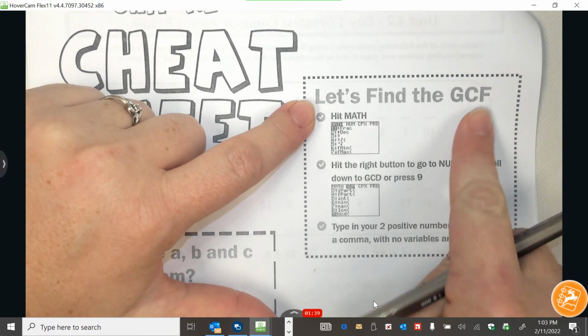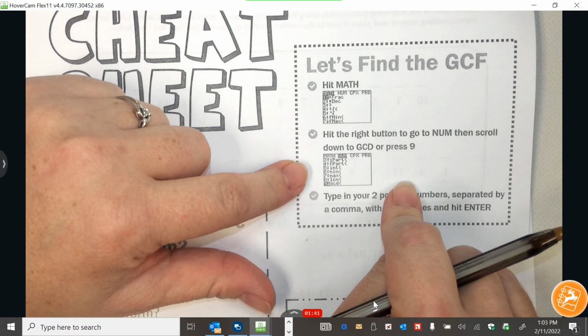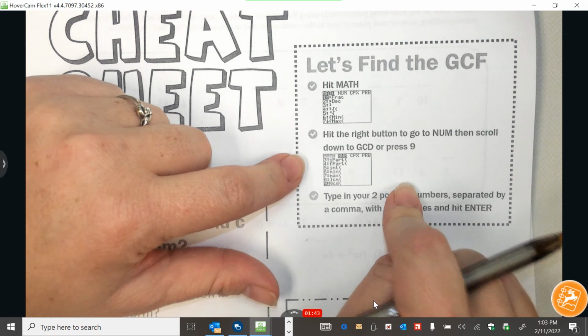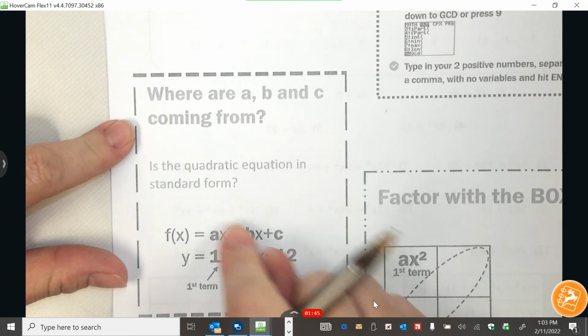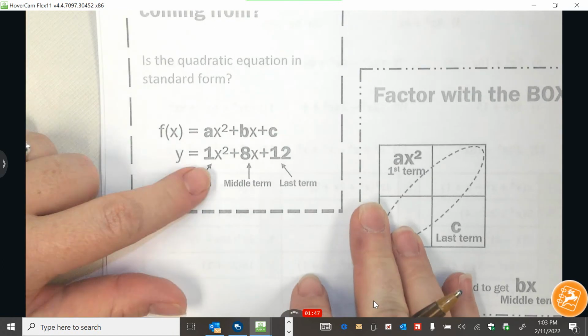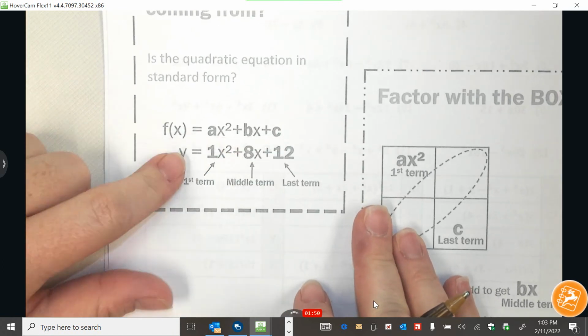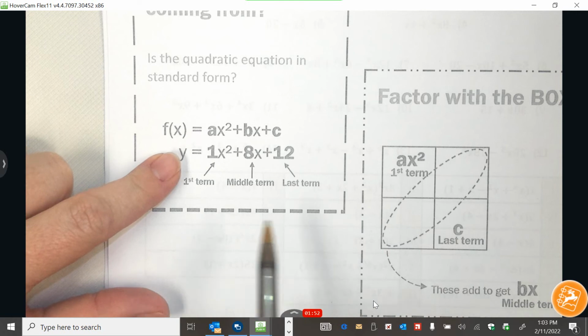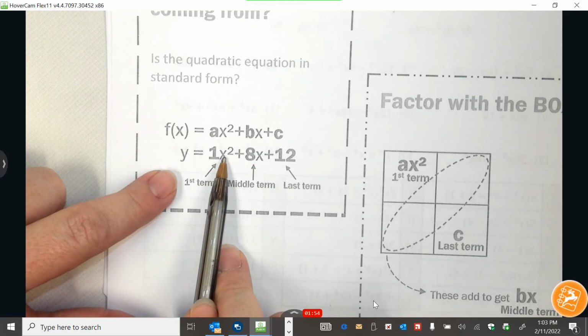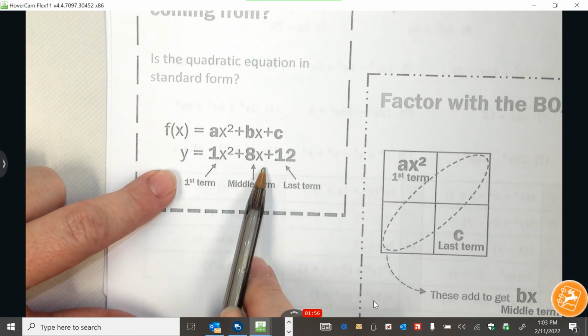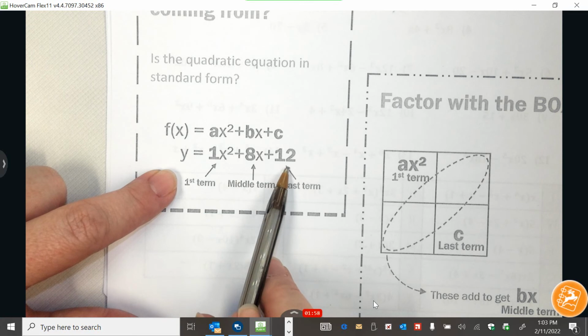So to find the GCF, we know how to do that with Math Right 9. That's what we learned yesterday, right? Okay, where do A, B, and C come from? Well, we have our ax squared plus bx plus c. We're dealing with quadratics. A is just what's in front of your x squared. B is what's in front of x. And C is what's by itself with no letter.